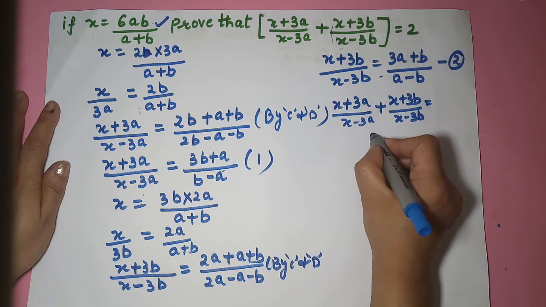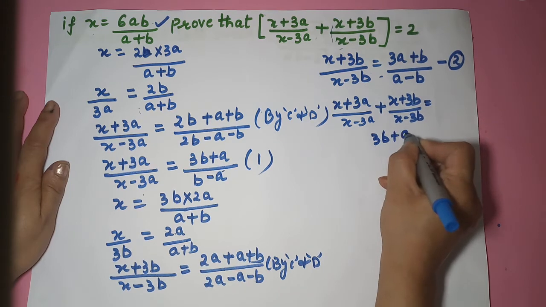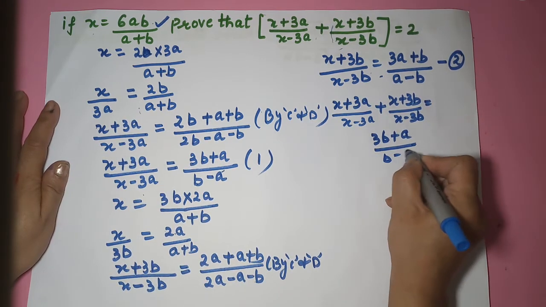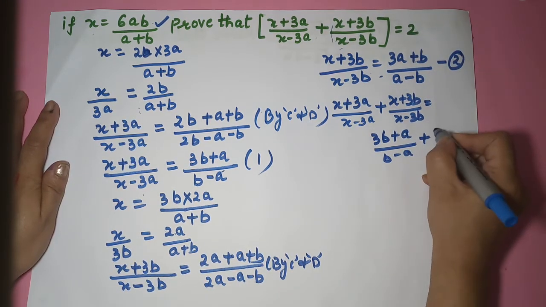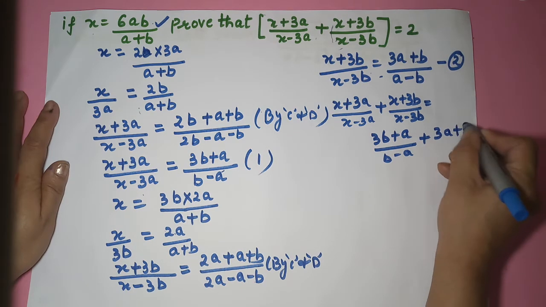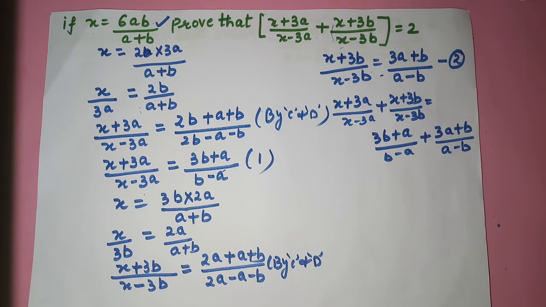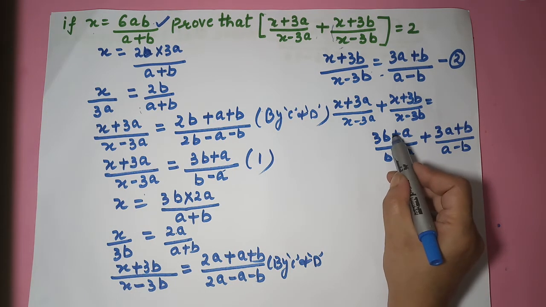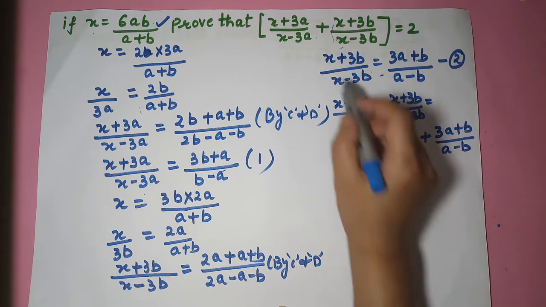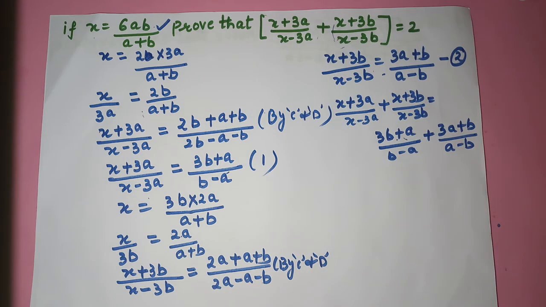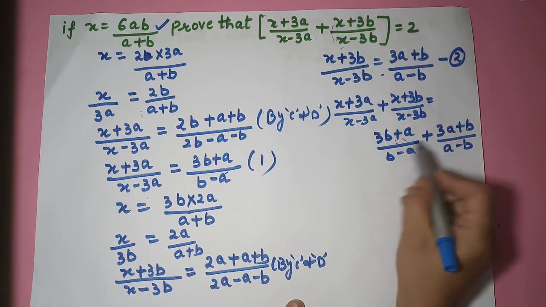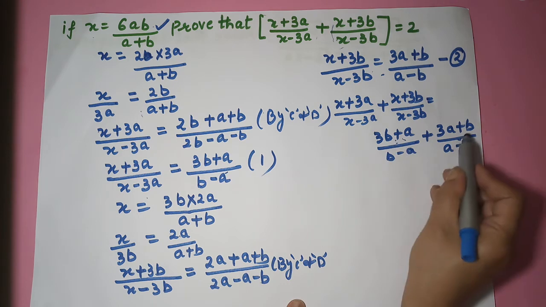This is, let me write it here, (3b plus a) upon (b minus a), and here I have (3a plus b) upon (a minus b), right? So he wants me to calculate that if you add these two, it should be 2. So if I add these two, I should get the answer 2. How will I add these two now?